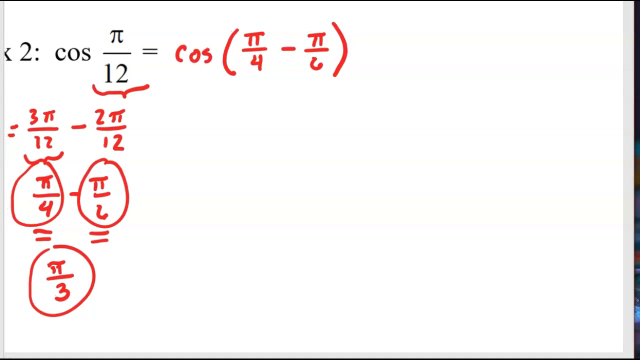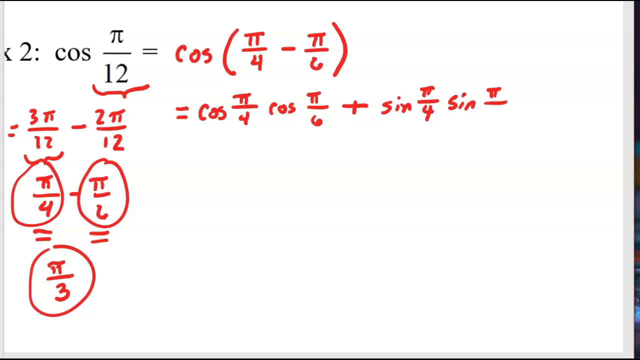So that means we have cosine of pi over 4 times cosine of pi over 6 plus sine of pi over 4 times sine of pi over 6. Now it's straight unit circle. Now at this point we've done the unit circle so much you don't have to make a little sketch off to the side, but if you want to, cosine of pi over 4 is root 2 over 2. Cosine of pi over 6 is root 3 over 2.